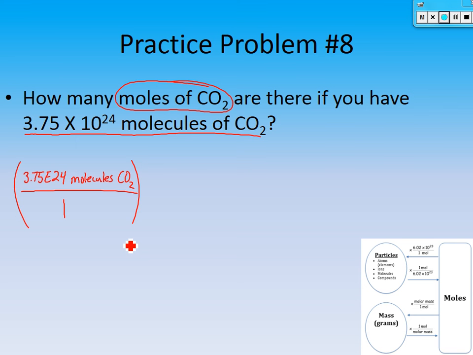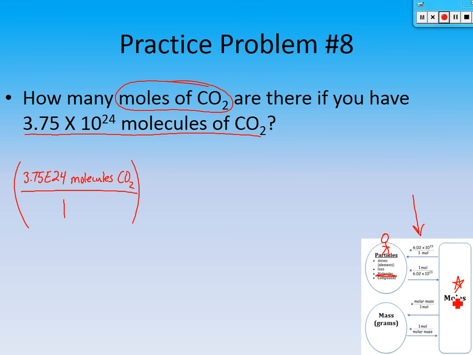Step 3 is to come down to the roadmap now, and let's look at where we're at. We started with molecules of CO2 because that's what they gave us. So where do you see molecules? We see it right there. So we know we're in the particle circle here. And now we got to decide where we're going. Well, we want to convert to moles of CO2. Well, moles is over here, so I'm going to draw a little star. That's where we want to go.